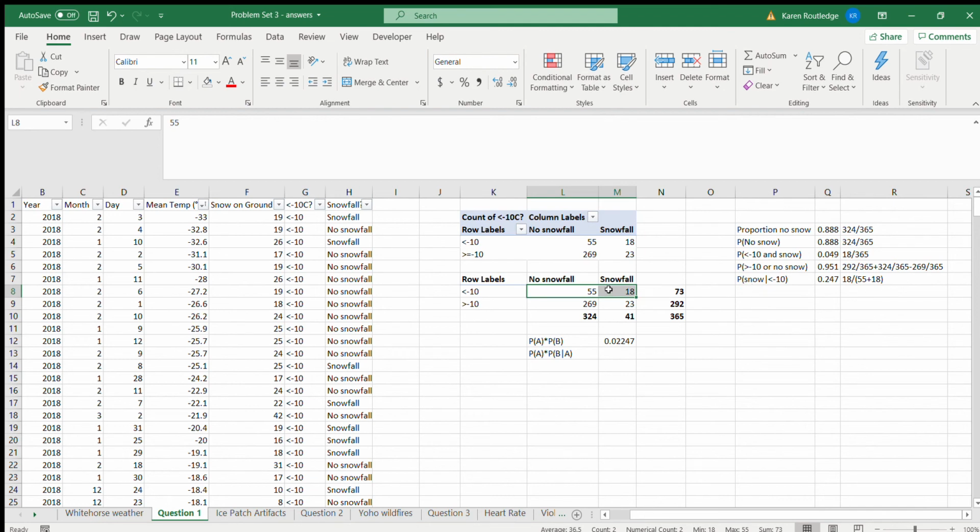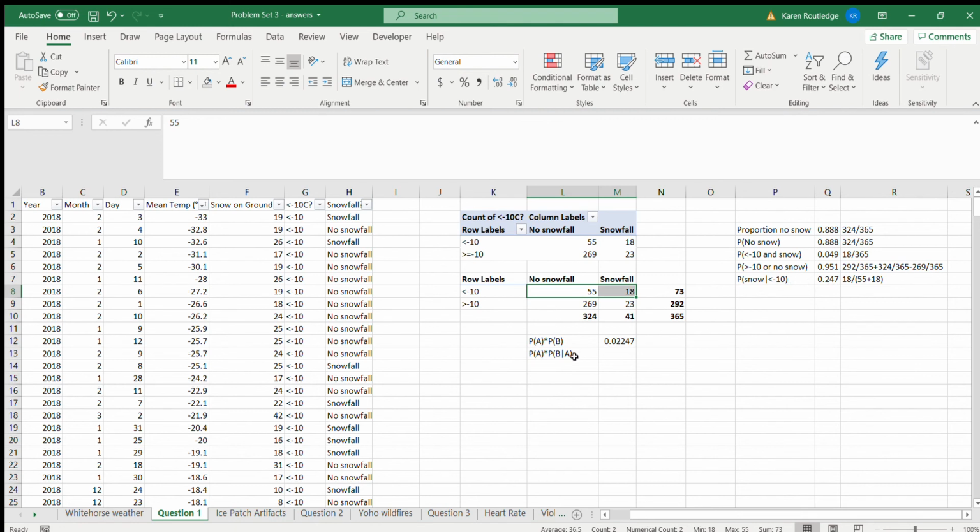Well, here's our intersection of it snowed and it's minus 10 degrees. So 18 is the thing we care about. But instead of dividing by this 365, we're only considering the number of days where it was less than minus 10 degrees. The snow given that it's less than minus 10. So it has to be in this row somewhere. So 18 divided by 73 instead. And that gives us 25%.